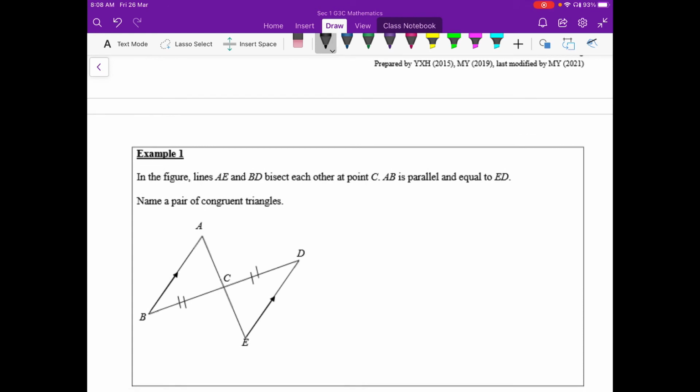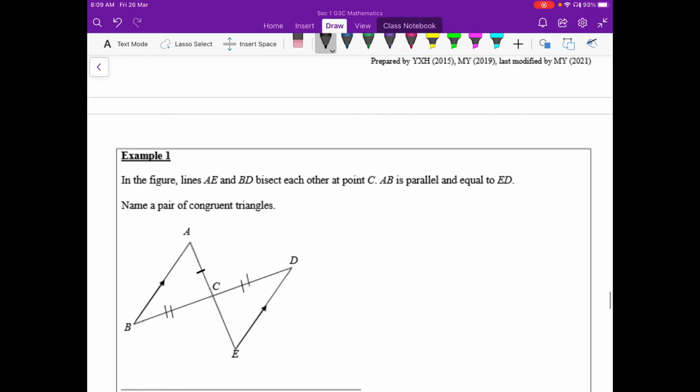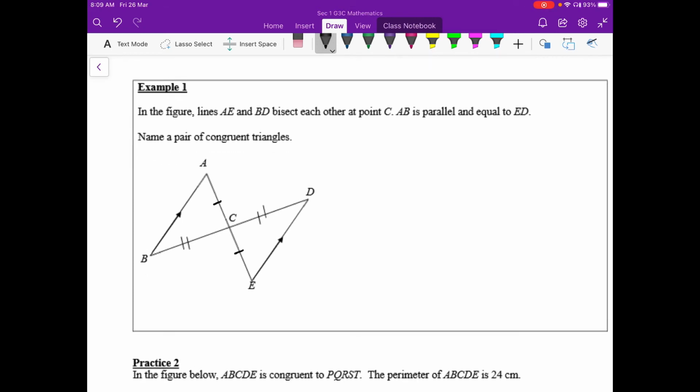Okay, now in a figure, lines AE and BD bisect each other at point C. What does bisect mean? Bisect means cut into two equal parts. So AE and BD bisect each other at point C. That tells us that these two lengths are also the same. Can you indicate that? Then they also tell us that AB is parallel to ED. So name a pair of congruent triangles. What do you think is a pair of congruent triangles? You try it out by yourself. I'm very particular about the naming of your triangle.